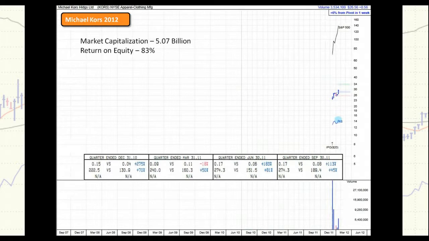The next example we're going to take a look at is Michael Kors back in 2012, right before the breakout. Market capitalization, a $5 billion company already. Return on equity was an astounding 83%, which is a phenomenal return on your average shareholder equity. And if we take a look at the last 4 quarters of earnings, at 275, negative 18, 183%, and then a positive 113%.